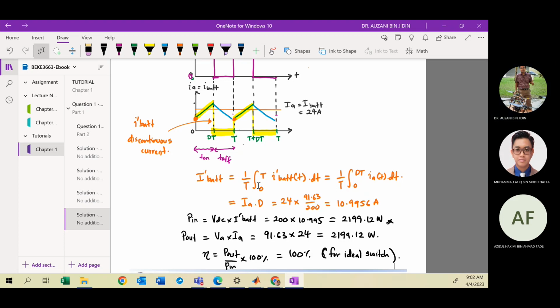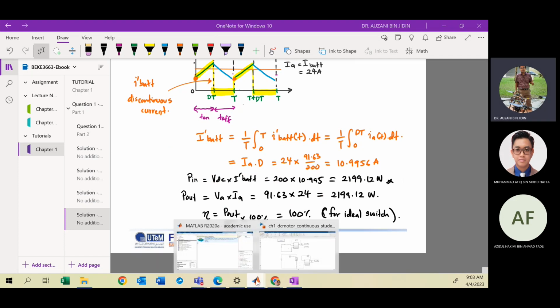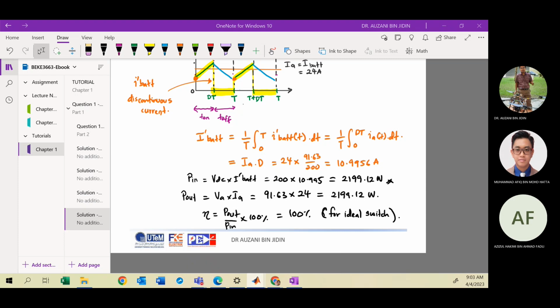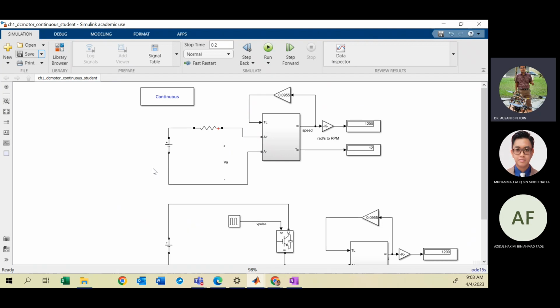Okay, so now we go to the demonstration or verification of what we have calculated here. Then we verify through simulation. Okay, so please open MATLAB. So this is the simulation file that I provided to you. Actually, the model is completed. It's already completed.